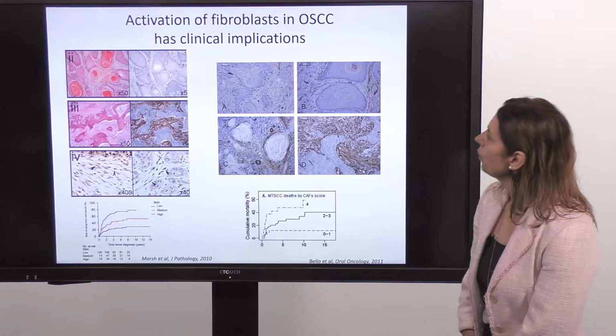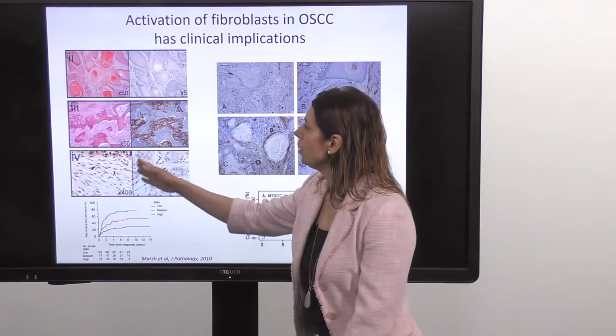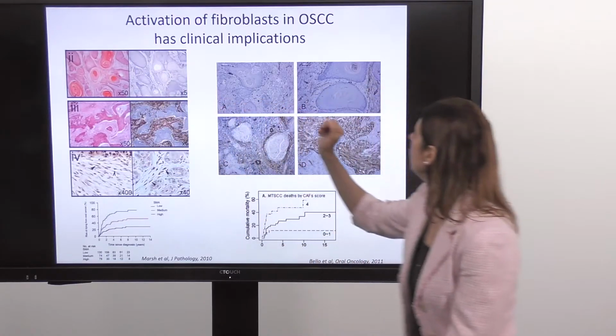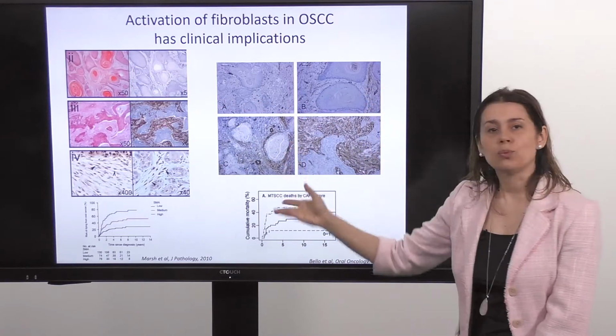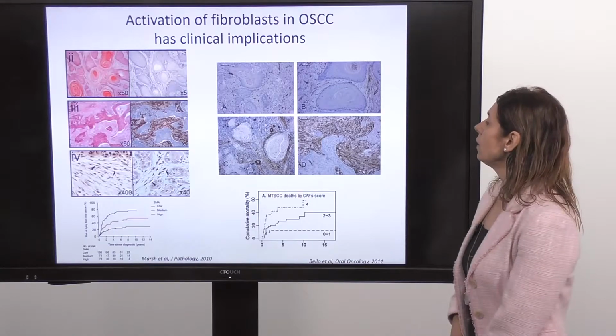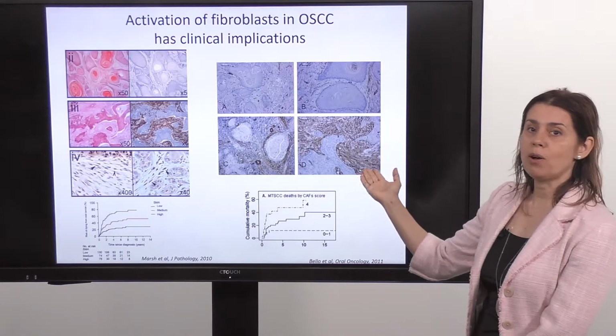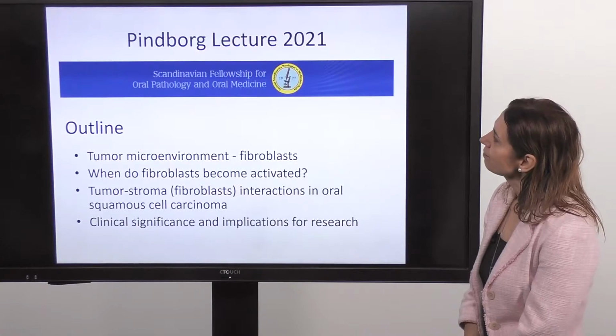However, they both show that there is a variation. There are some tumors which are negative, and there are also some tumors which have an intermediate phenotype, and there are some tumors that have a really rich myofibroblastic stroma.